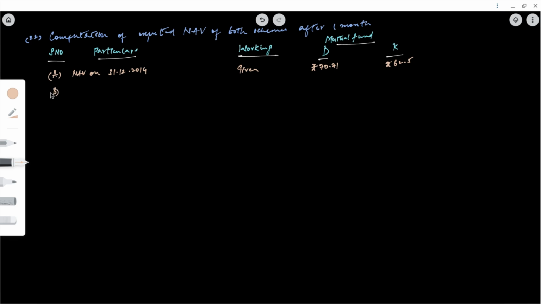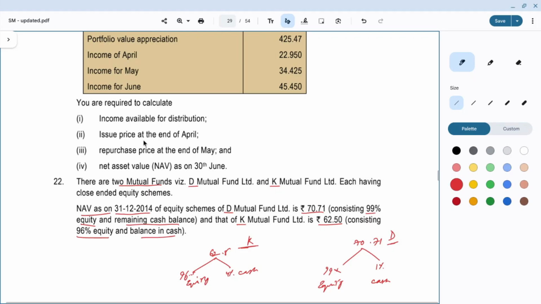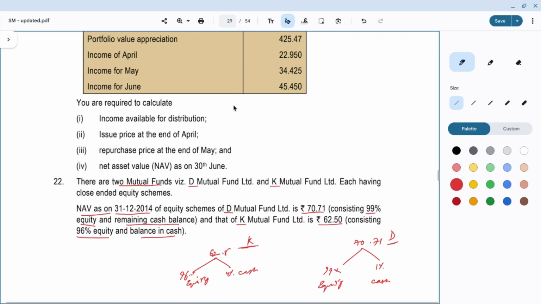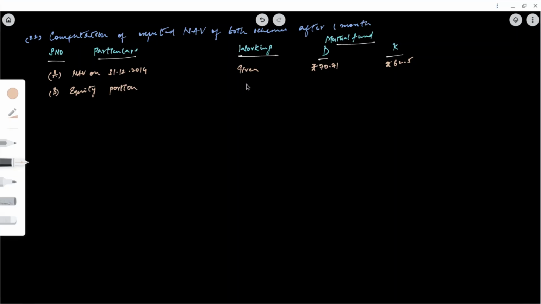Okay. Next, what is the equity portion? Equity portion given, it is 99 and 96. Given 99%, 96%.